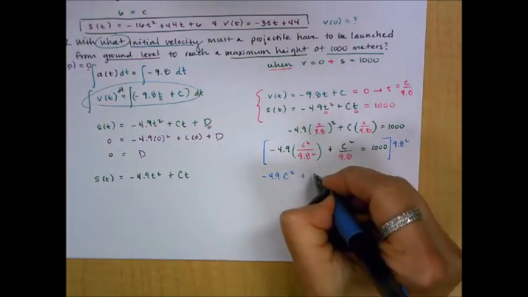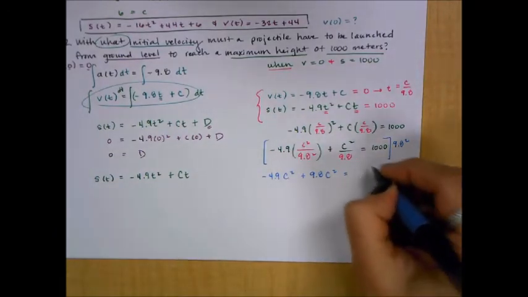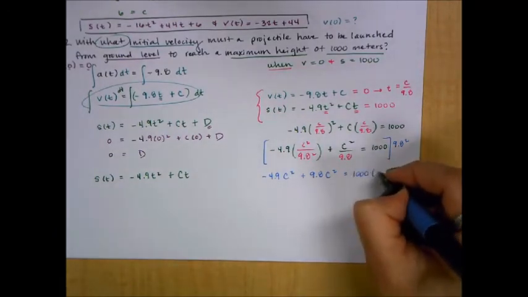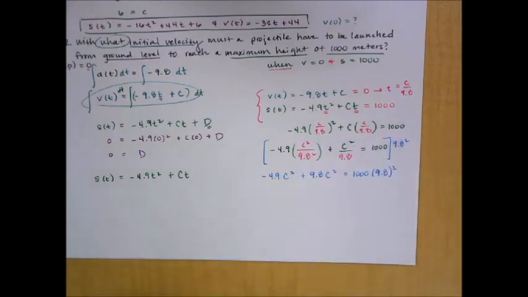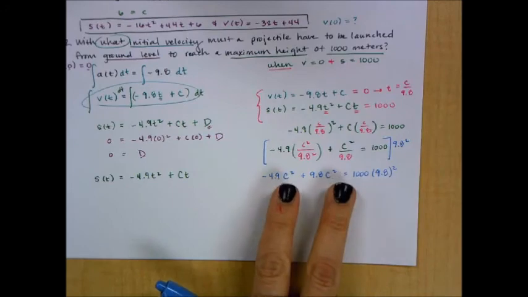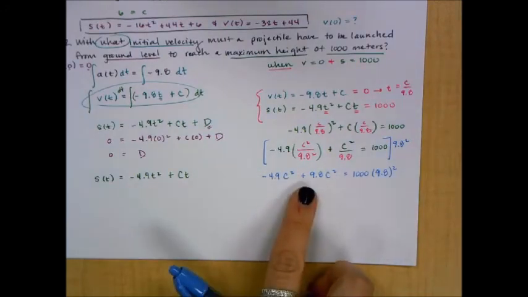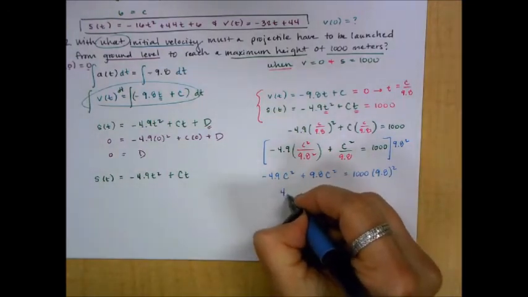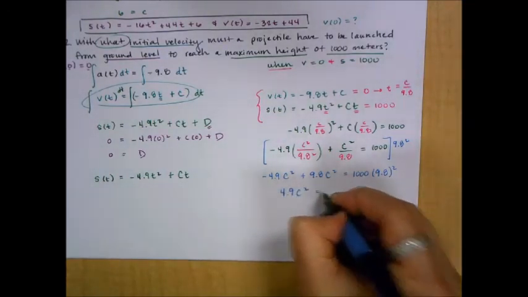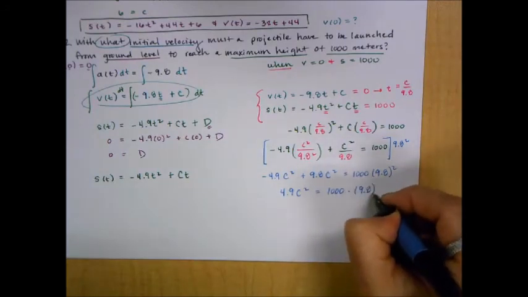And on the right side, I'm just going to write this right now as 1,000 times 9.8 squared, because that's what it is. It's just multiplying, and I don't want to use my calculator just yet. On the left side, you have like terms. They're both c squared with different coefficients. Negative 4.9 plus 9.8 is positive 4.9 c squared. And then to solve for c squared, we'll just divide both sides by 4.9.